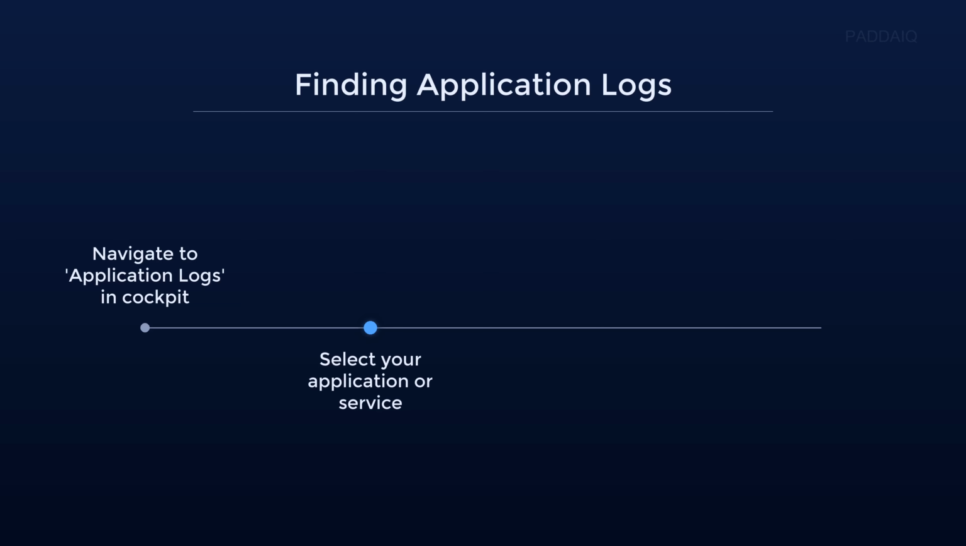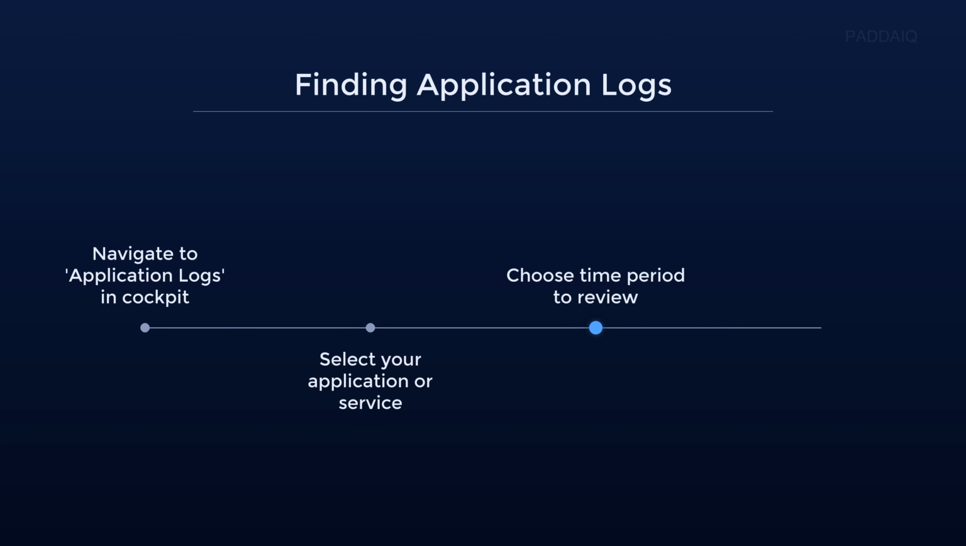Select your application or service. This means you first choose which specific app or BTP service you want to check logs for from your accounts list. For example, if you have a travel approval app, you would select it to see its specific error logs. This precise selection ensures you quickly find the relevant log data you need.